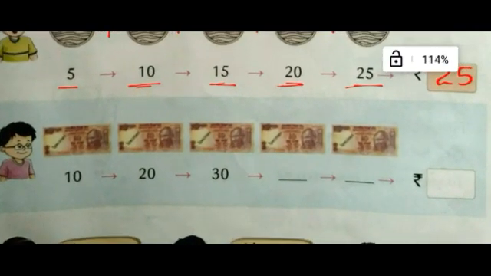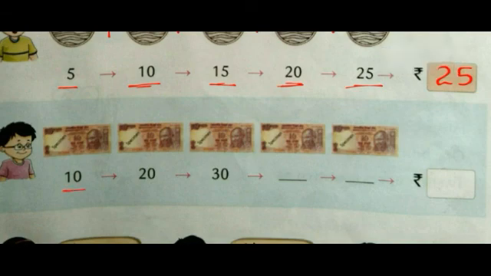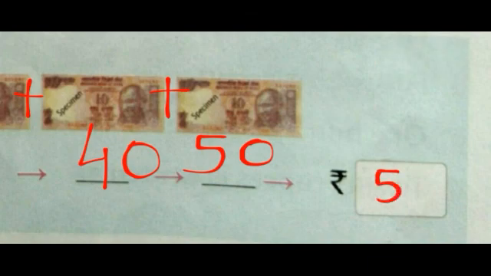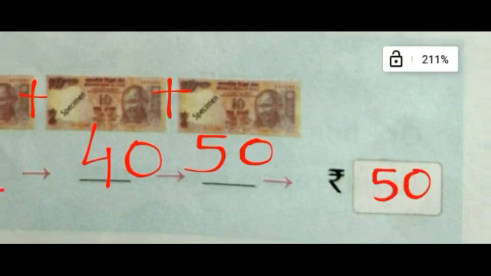Here we have five 10 rupee notes. So 10 plus 10 is equal to 20 rupees. 20 plus 10 will give you 30 rupees. 30 plus 10 will give you 40, and 40 plus 10 will give you 50. That means this is a total of 50 rupees. So we can write here 50. This is a total of 50 rupees.